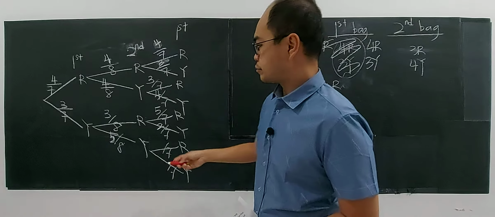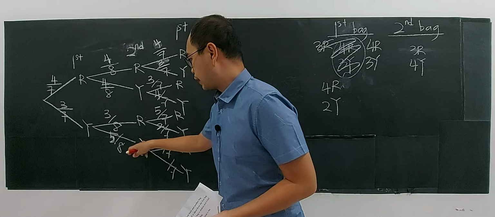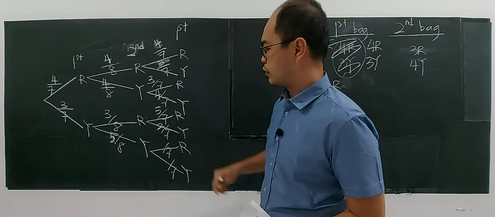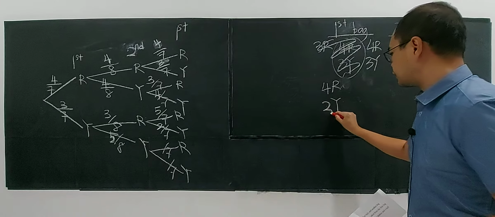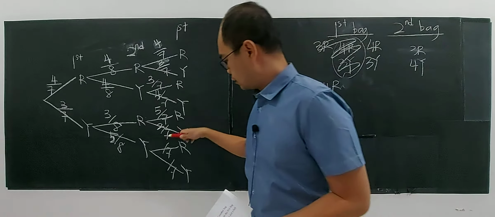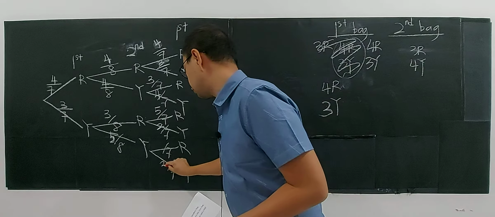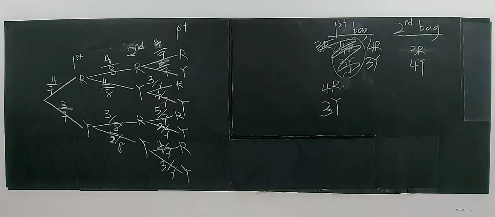Later on, you take yellow again. It means that from the second bag, you take yellow. The yellow, you put back into the first bag, right? So the number of yellow remains, it becomes 3 yellow again. Then taking out from the first bag again, it still remains the same: 3 yellow and 4 red.